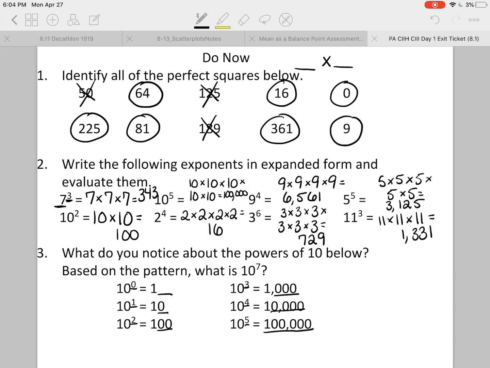So 10 to the power of 7 is just going to be a 1 with 7 zeros. 1, 2, 3, 4, 5, 6, 7. And to make this easy to read, we start at the end, and every 3 digits we add a comma. 1, 2, 3, comma, 1, 2, 3, comma. So 10 million.